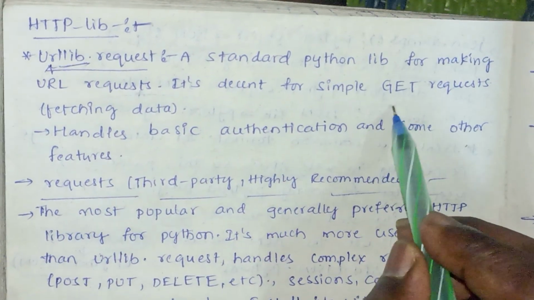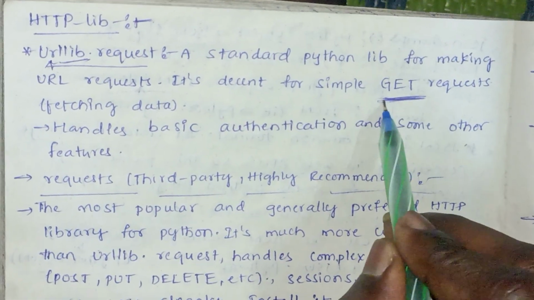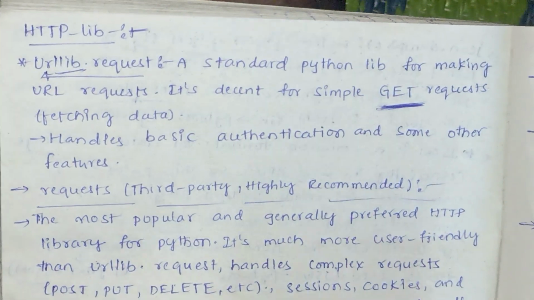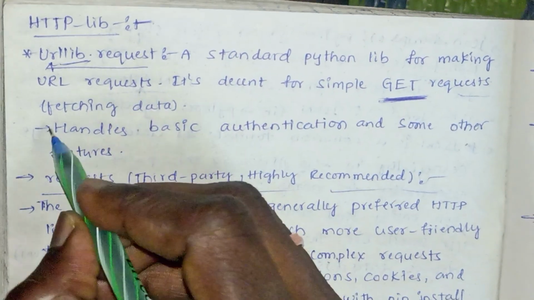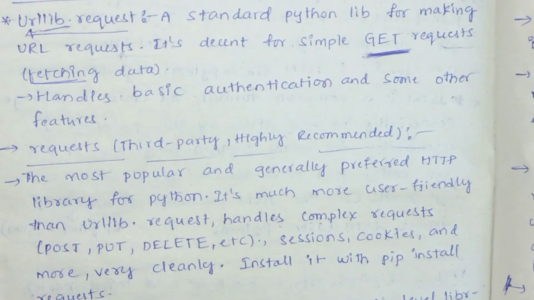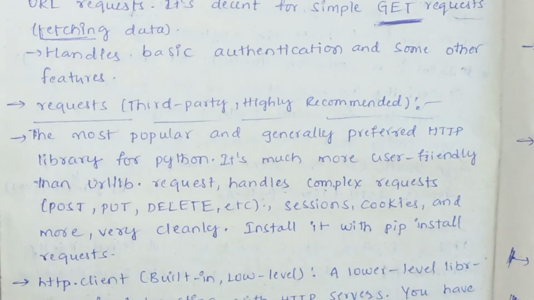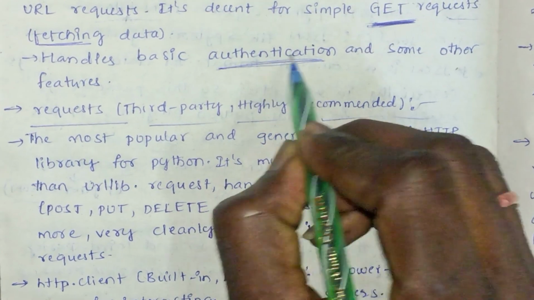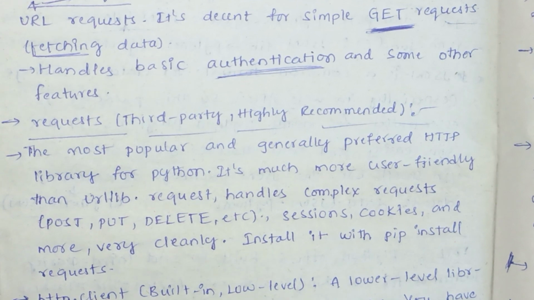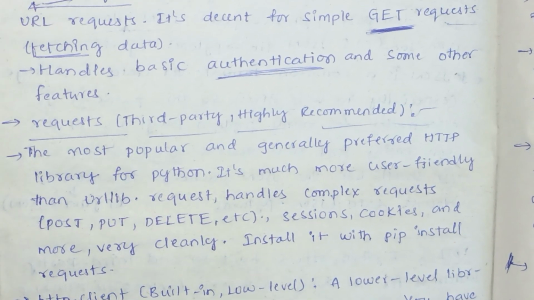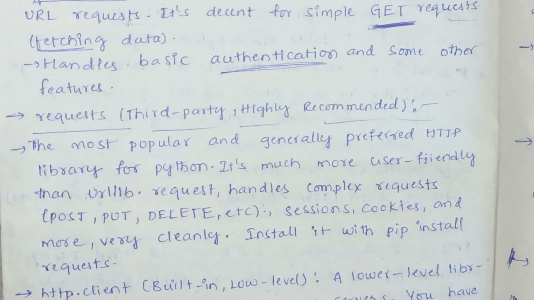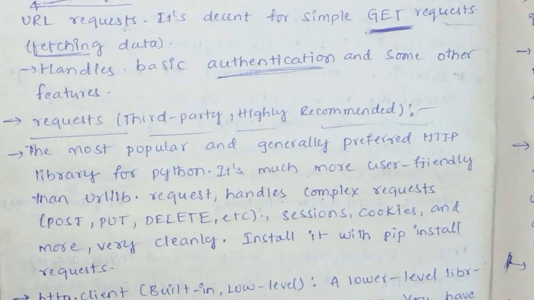It is a standard Python library for making URL link requests. It is decent for simple GET requests; GET and POST we know, right? These all come under server basics. HTTP requests fetch data; it can fetch the data. Next, it handles basic authentication and some other features. Authentication is nothing but verifying whether the username and password given by the user are correct. If anything is wrong, they are not allowed into the particular website or web page. All of that comes under the HTTP library.